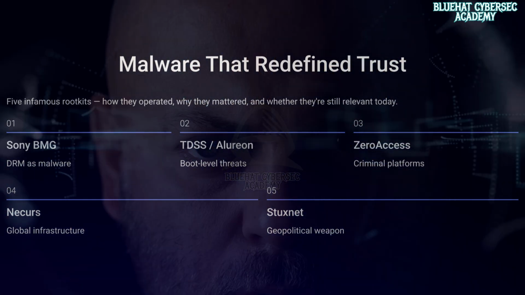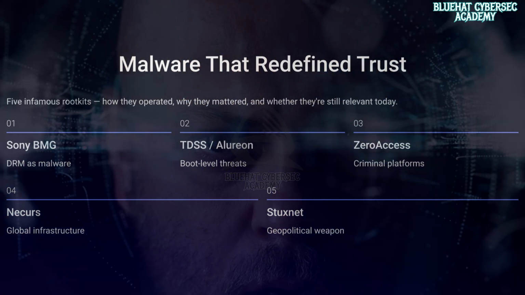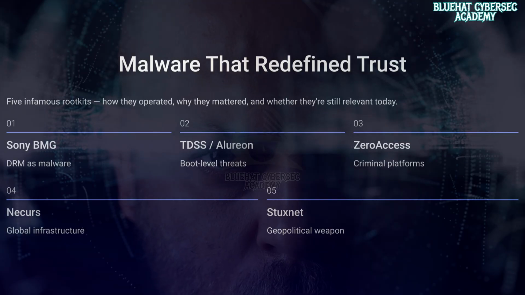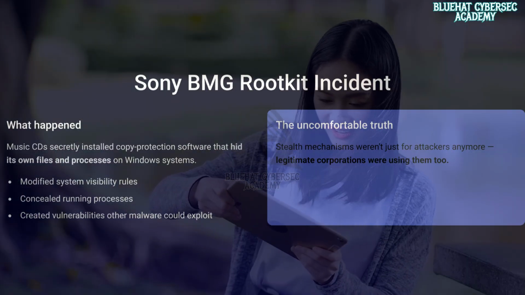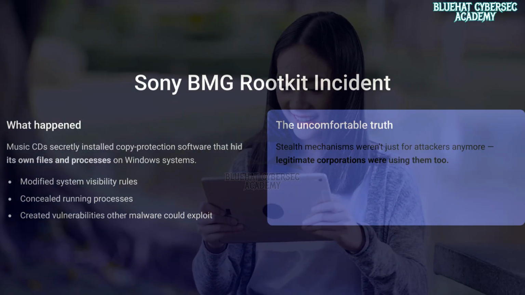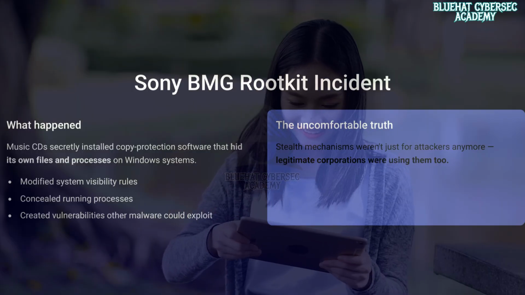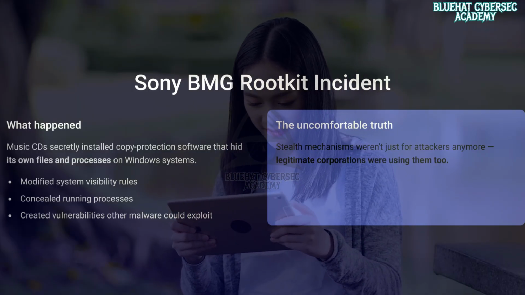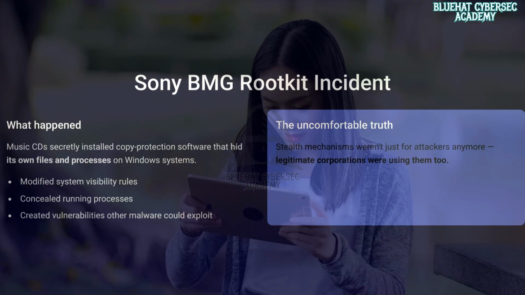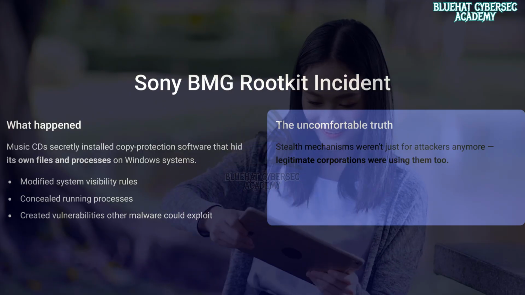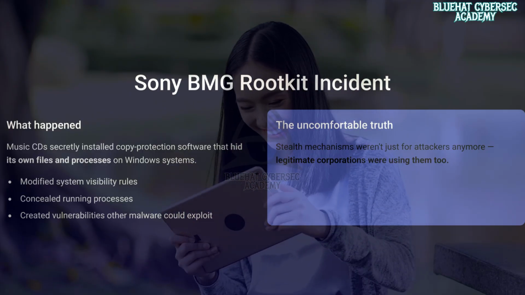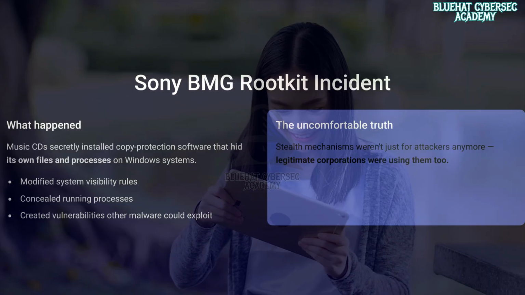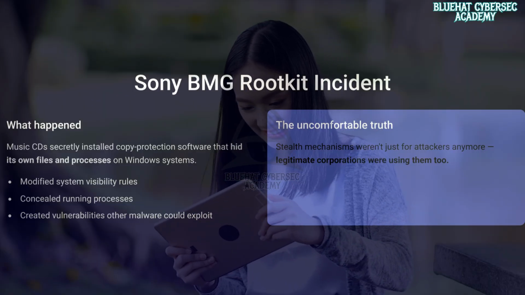Now let's start with the first major case, and we'll call this section the Sony BMG rootkit story, because that's exactly where everything became controversial. The Sony BMG music entertainment rootkit scandal is often considered the moment the general public was forced to confront rootkit technology. The company distributed music CDs with copy protection software that secretly installed itself on Windows systems.